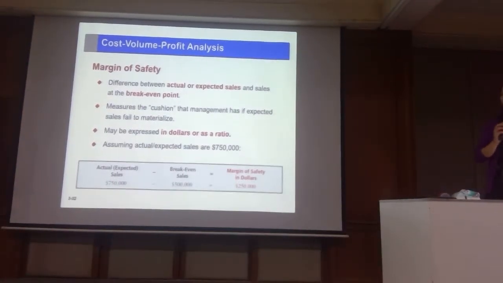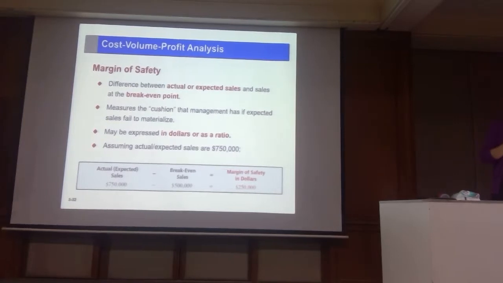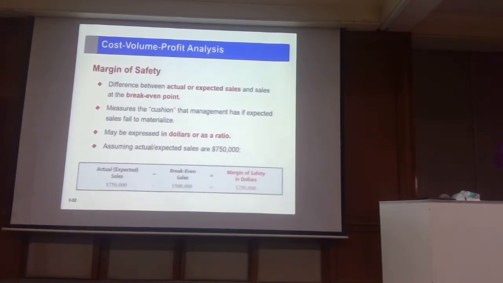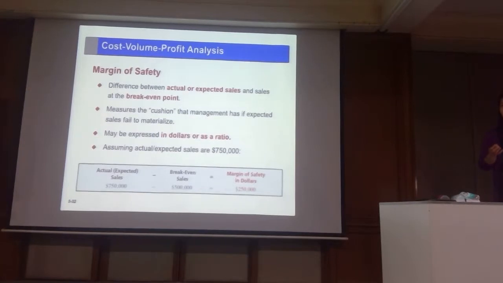We know how to compute the level of sales to reach your target net income. Right now, let's learn one more thing about the margin of safety. The margin of safety is the difference between the actual or expected sales and the sales at the break-even point. The margin of safety tells you the cushion that management has if the expected sales fail to materialize. It tells you how far the sales can drop before your company experiences a loss.